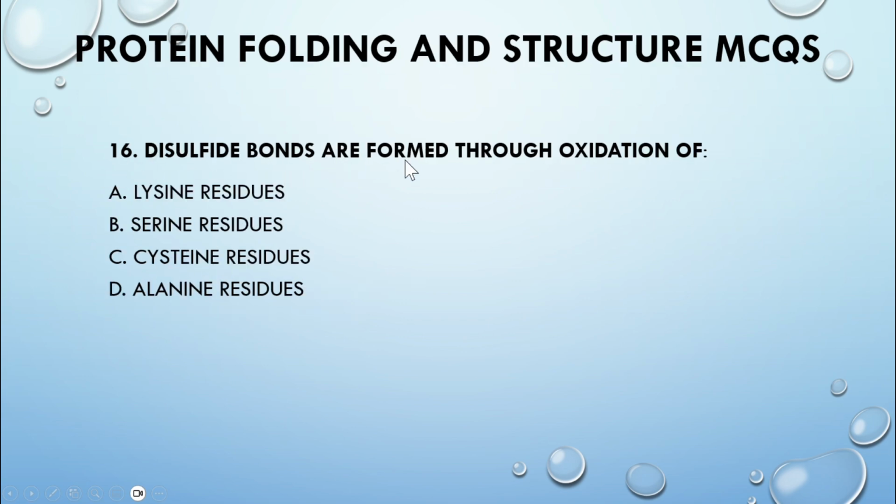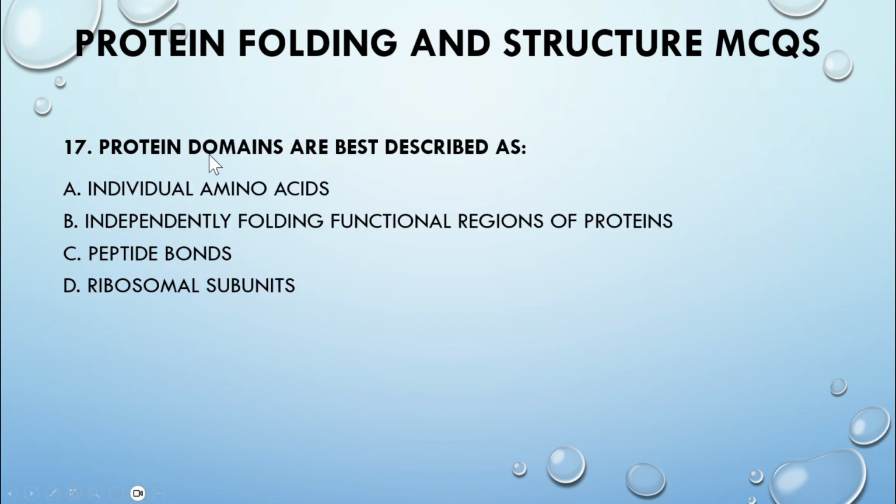Number 16. Disulfide bonds are formed through oxidation of A. Lysine residues, B. Serine residues, C. Cysteine residues, D. Alanine residues. The correct option is C, cysteine residues. Two cysteine side chains are oxidized to form a covalent disulfide bond, which we call a cystine.